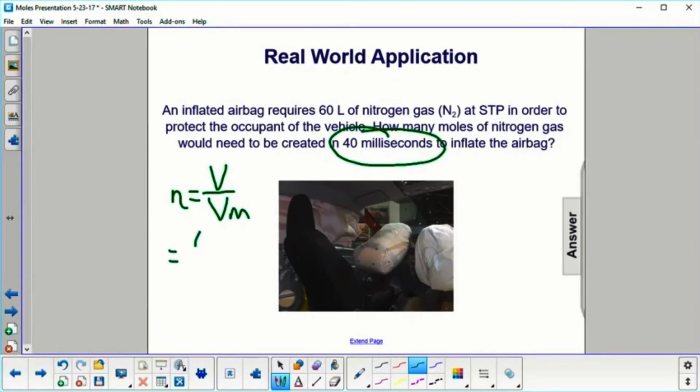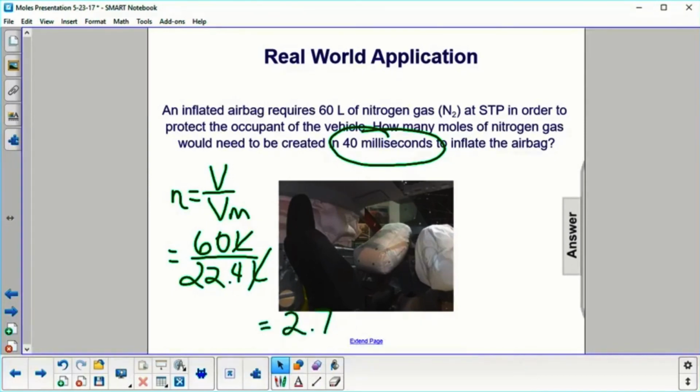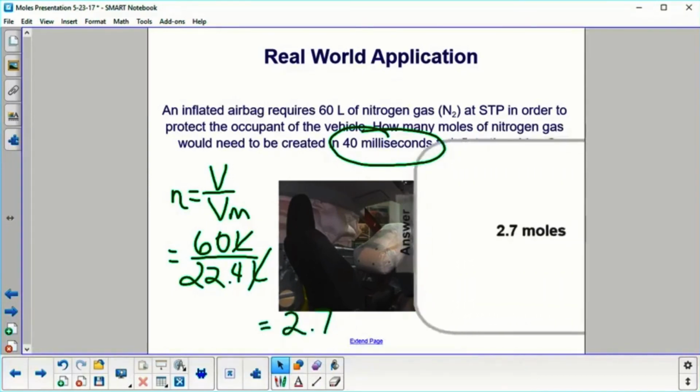So the volume is 60 liters. Vm is 22.4 liters. You can see how liters cancels out, and you do the division, and you get 2.7 moles. So let's check it with the answer here. 2.7 moles.